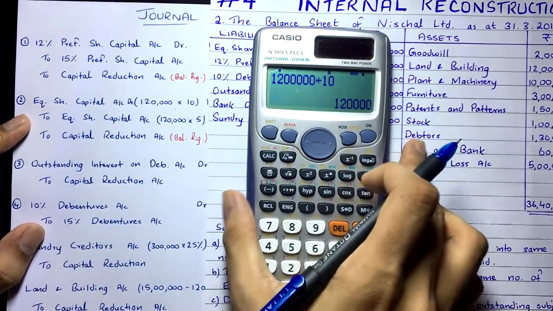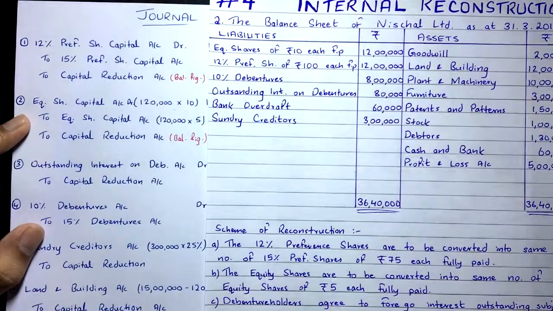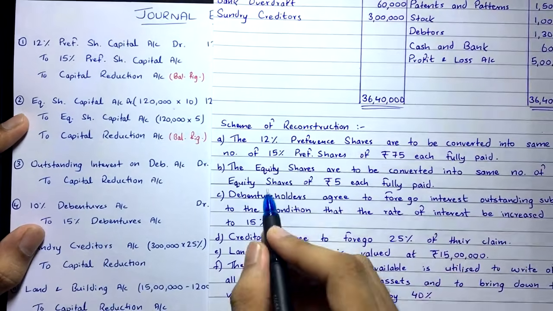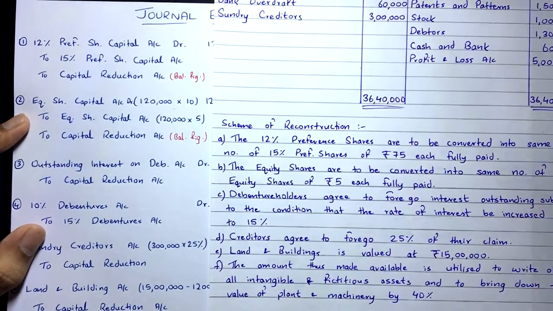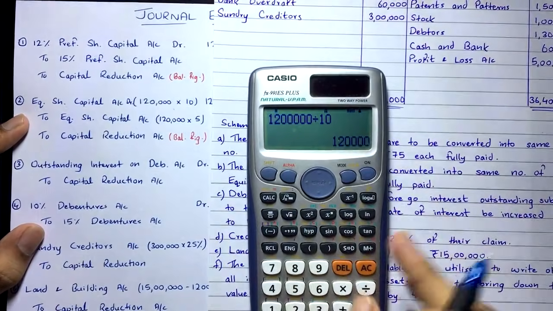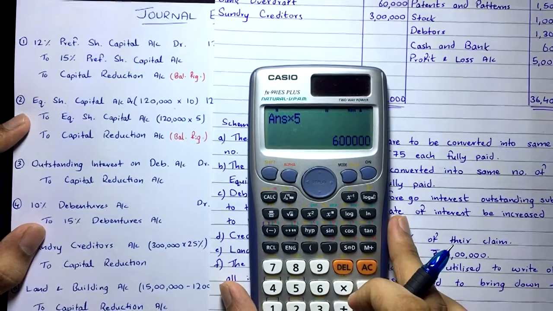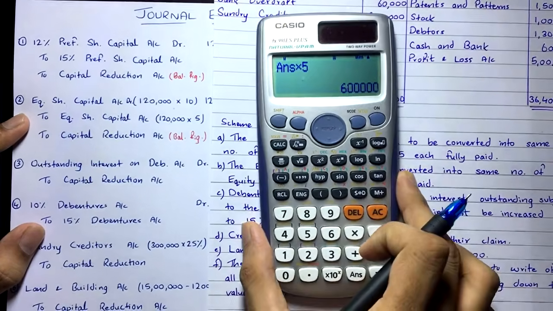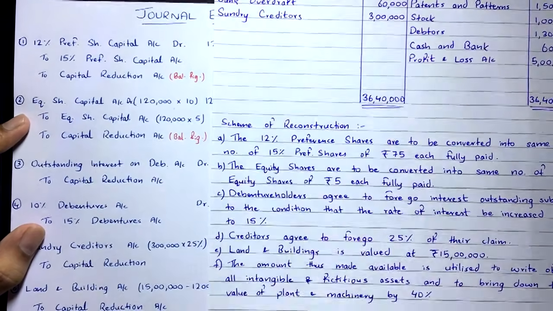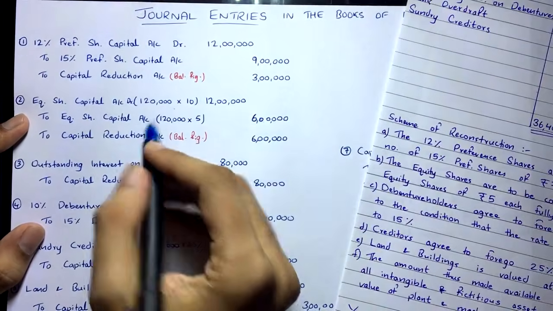And they have said the number of shares is not going to change. Yeah, the number of shares is the same. So easily we can take 1,20,000 into 5, and we get 6 lakh as our amount of new equity share capital. Simple, credit that.